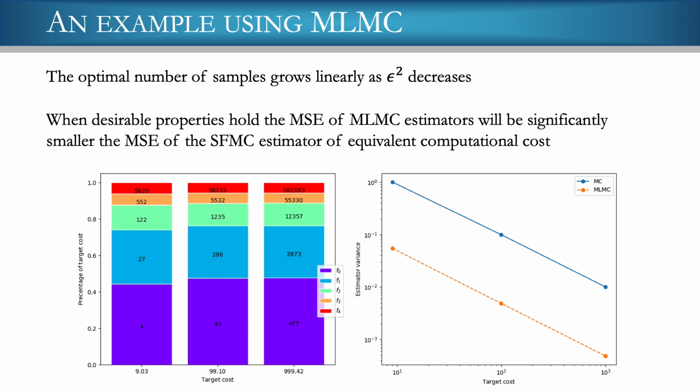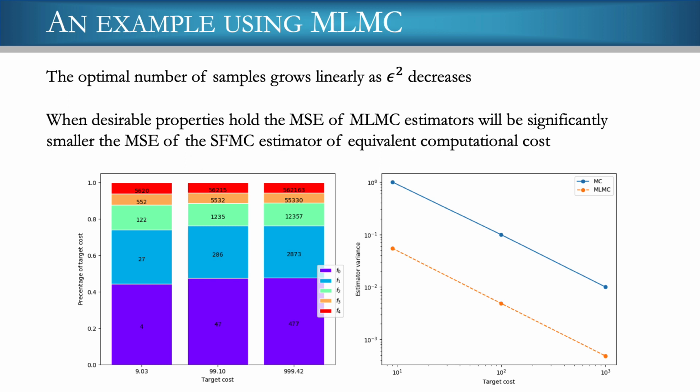The variance of the estimator for each target cost is shown on the right. Just like single fidelity Monte Carlo, labeled MC, the variance decreases linearly with the target cost. However, for a given target cost, the variance of the MLMC estimator is over an order of magnitude smaller than the Monte Carlo estimator variance.